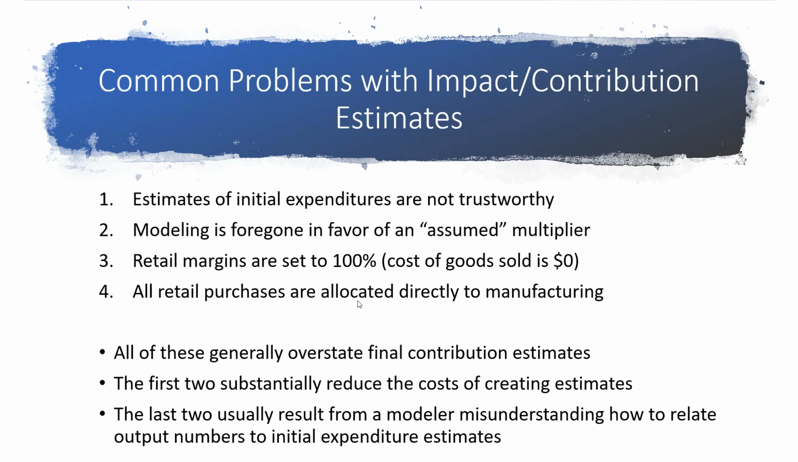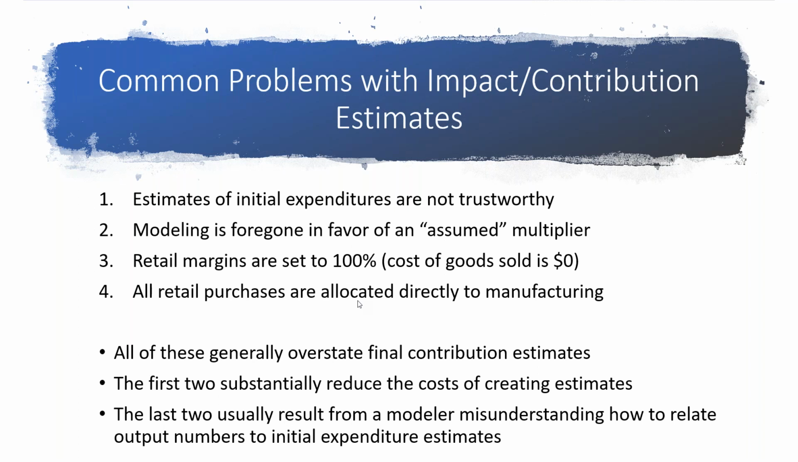The third one is that retail margins are set to 100%, which means there is no cost of goods sold, and all of your retail purchases go directly into store labor, basically, which gives you a very good multiplier, but that's not the way the economy works. And the fourth one is that all retail purchases are just allocated directly to manufacturing. All of these will probably overstate your final contribution estimates.